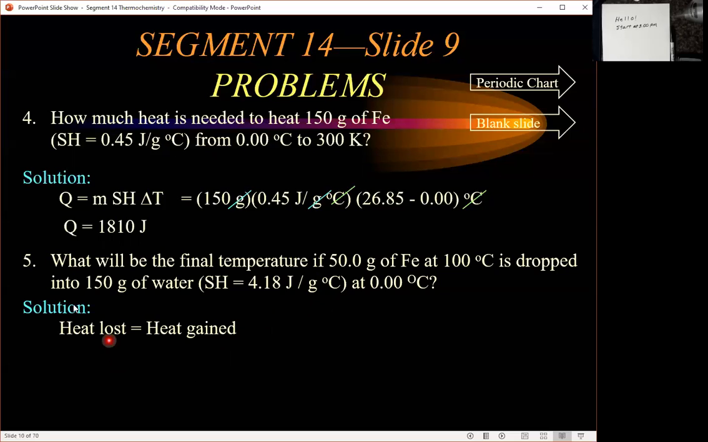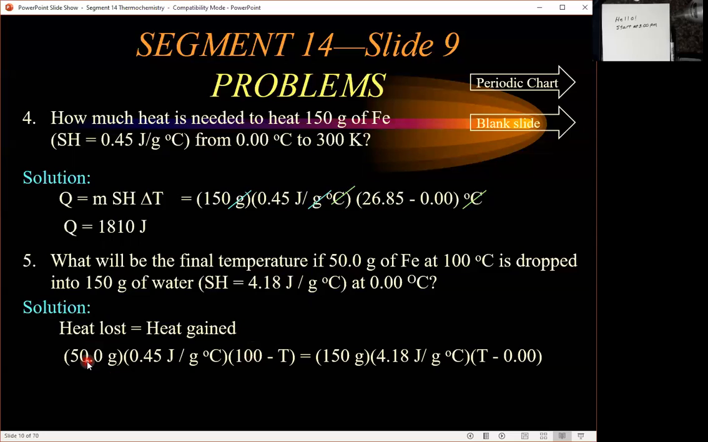So what I'm going to do is absolute value. The number of calories given off by some object has to equal the number of calories or joules gained by the other object, the colder one. So I'm going to set it up that way.